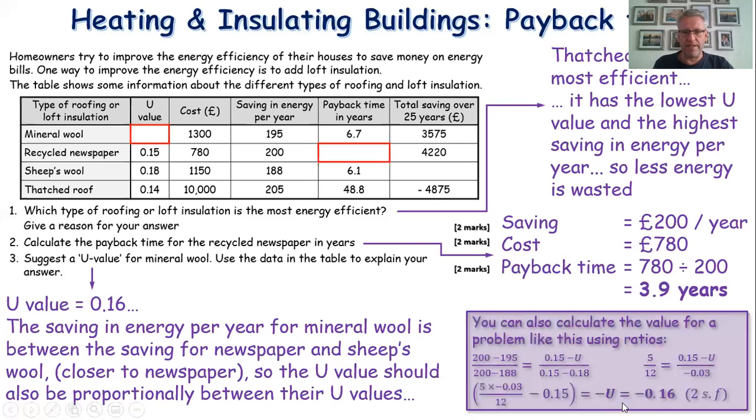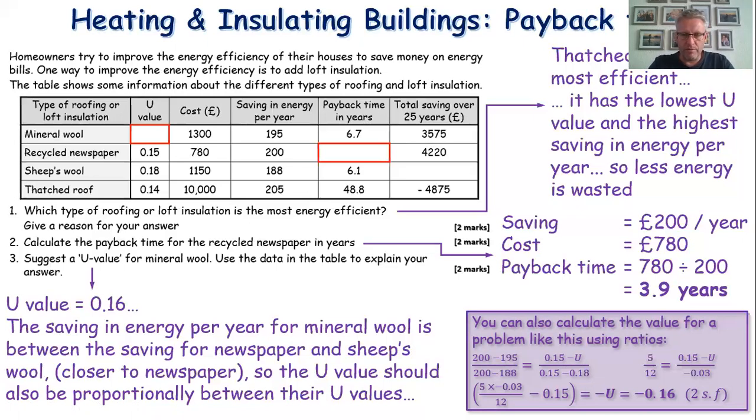Now, the last thing here is that you can calculate that using ratios. Ratios is not something you have to use here, but it's something that's very useful to use. And if you understand how to use a ratio, this gives us a very accurate way of calculating something like this. So you can see that to calculate the U value using ratios, I found the difference between the U value for mineral wool and recycled newspaper, and the difference between the U value of newspaper and sheep's wool, so that is 5 divided by 12, and that will be the same as the ratio of the U values.